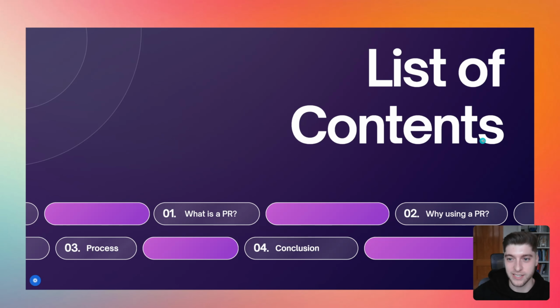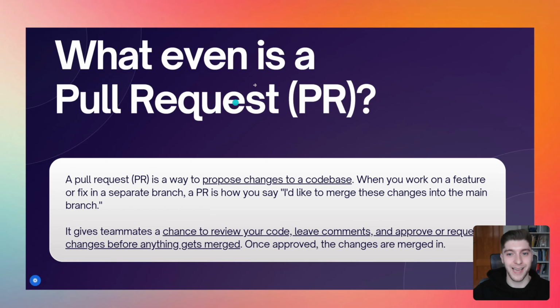So let's actually get into it. What even is a pull request? They're typically called PRs. A pull request is a way to propose changes to a code base. When you work on a feature or a fix in a separate branch, a pull request is how you say, okay, I'd like to merge these changes into the main branch.